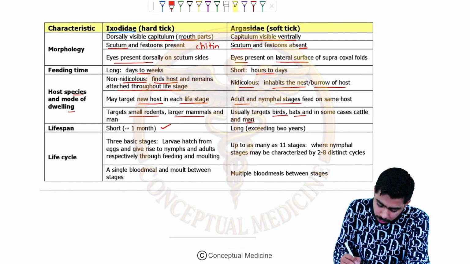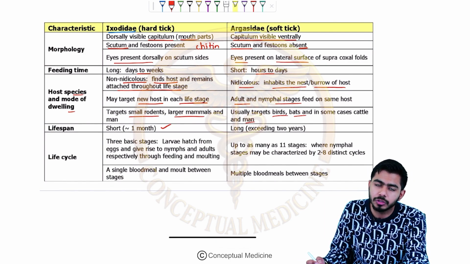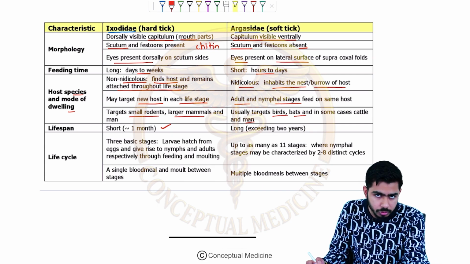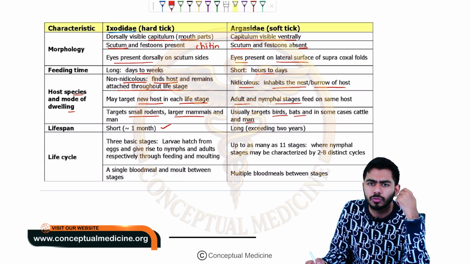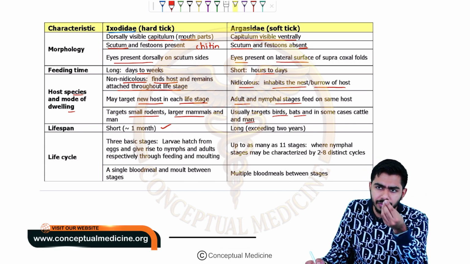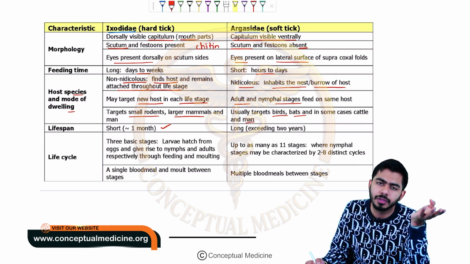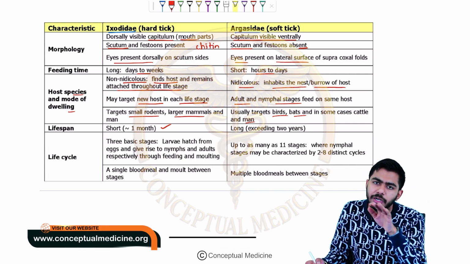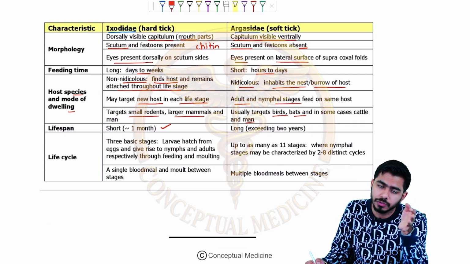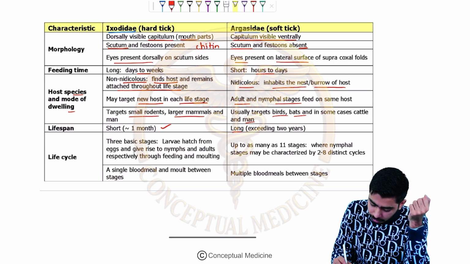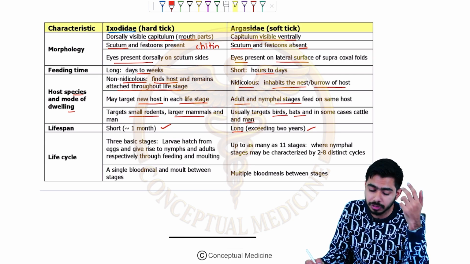Lifespan will be shorter as far as the hard tick is concerned, as I told you, because they are completely dependent on the host, and they are usually dependent on the human. Basically the host is human for them, right? So they will be present over there, and if they are removed from the human by any kind of method, then they might not be able to survive. But that is not the case for the soft tick, right? The soft tick's lifespan is longer. Usually it might exceed about 2 years, right? So that is really long.